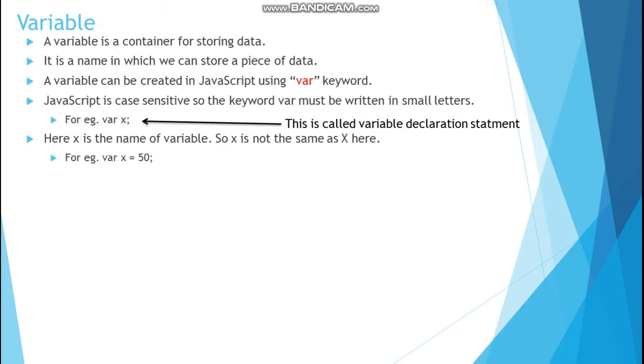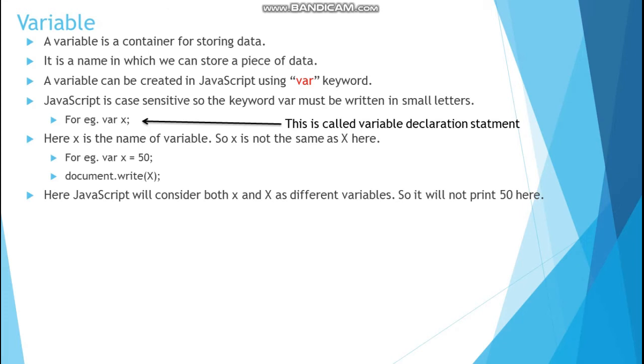For example, var x is equal to 50. Then if we give document.write capital X, this is a wrong statement. Actually, it will not show you any error, but it will not print the value 50. Here JavaScript will consider both small x and capital X as different variables. So it will not print the value 50.